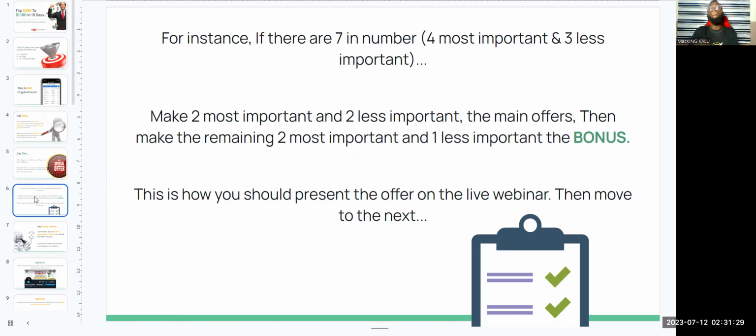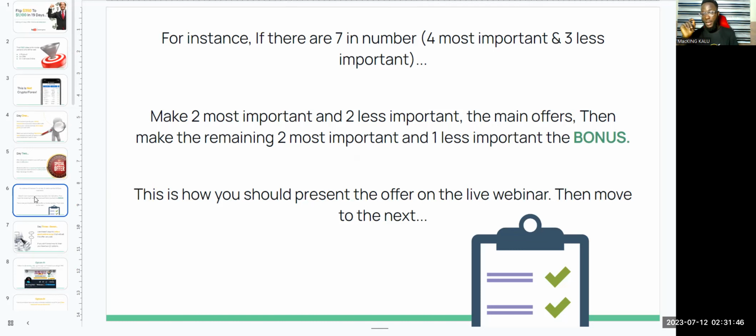But immediately you introduce your bonus and they see the remaining important part of the offer in the bonus, they are like, whoa, do you mean that this particular thing in the bonus, I'm getting it for free when I buy this offer? This is crazy.